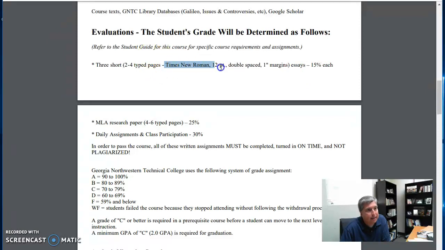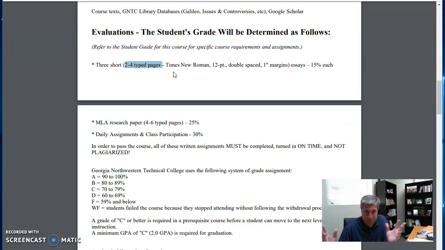Everything in the class when you type it should be Times New Roman, 12 point, double spaced, 1-inch margins. That's standard MLA setup for your essays. And when I say 2 to 4 type pages, remember, there are different kinds of students in this class, and I understand that. There are some of you who just want to pass, who will take a C, you might even take a D, if it gets you credit and gets you towards your degree or whatever it is you're working toward.